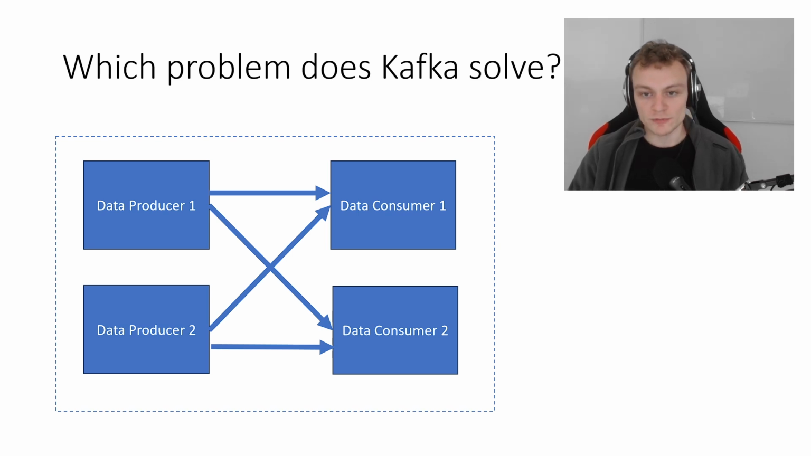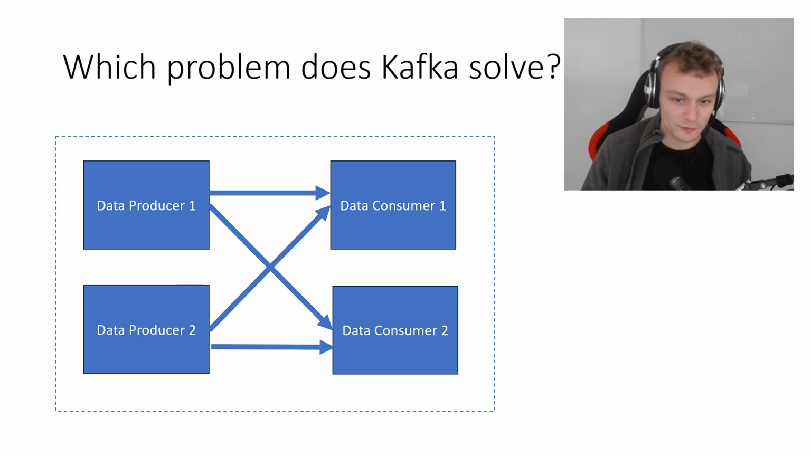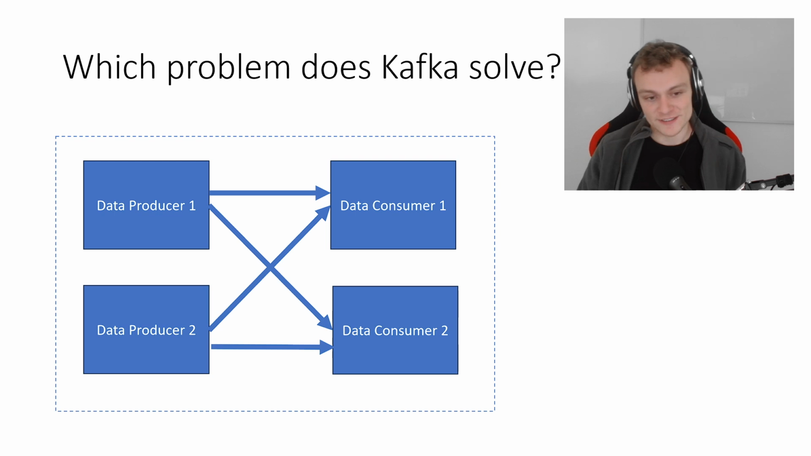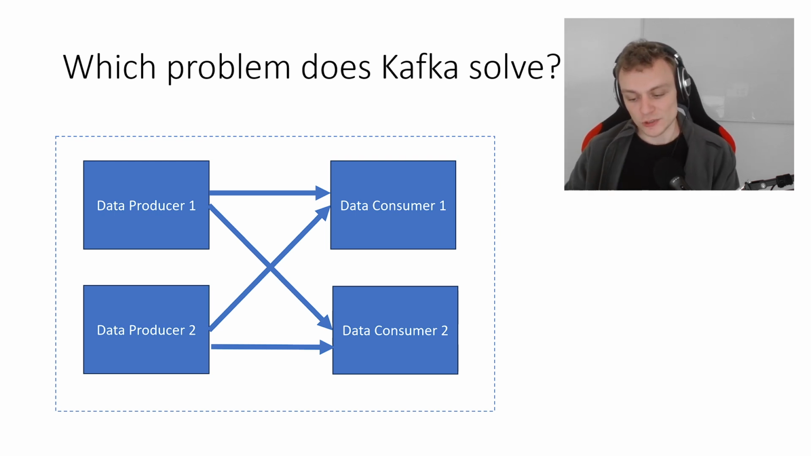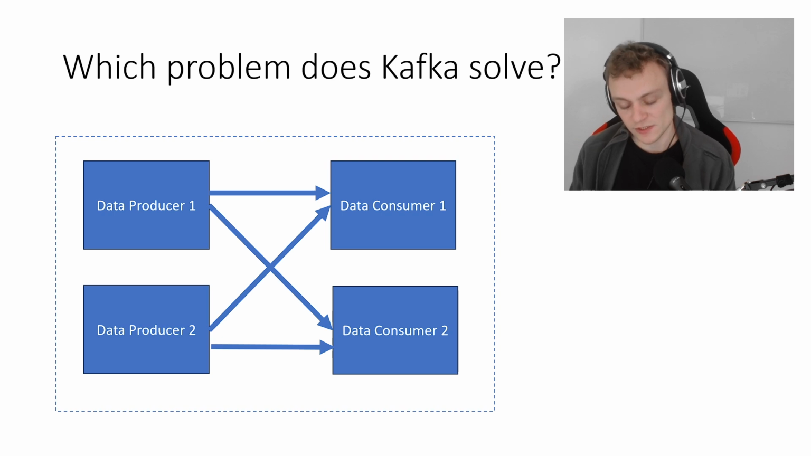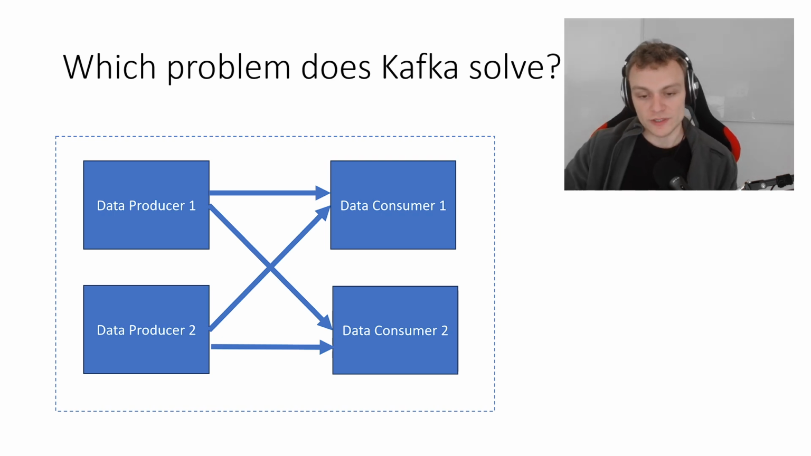So which problem does Apache Kafka solve? When you develop any application of a significant size, then you always have multiple services that interact with each other in some kind of way. Usually you can distinguish these services and separate them out into two categories. Some of the services are going to produce data and some of them are going to consume data.